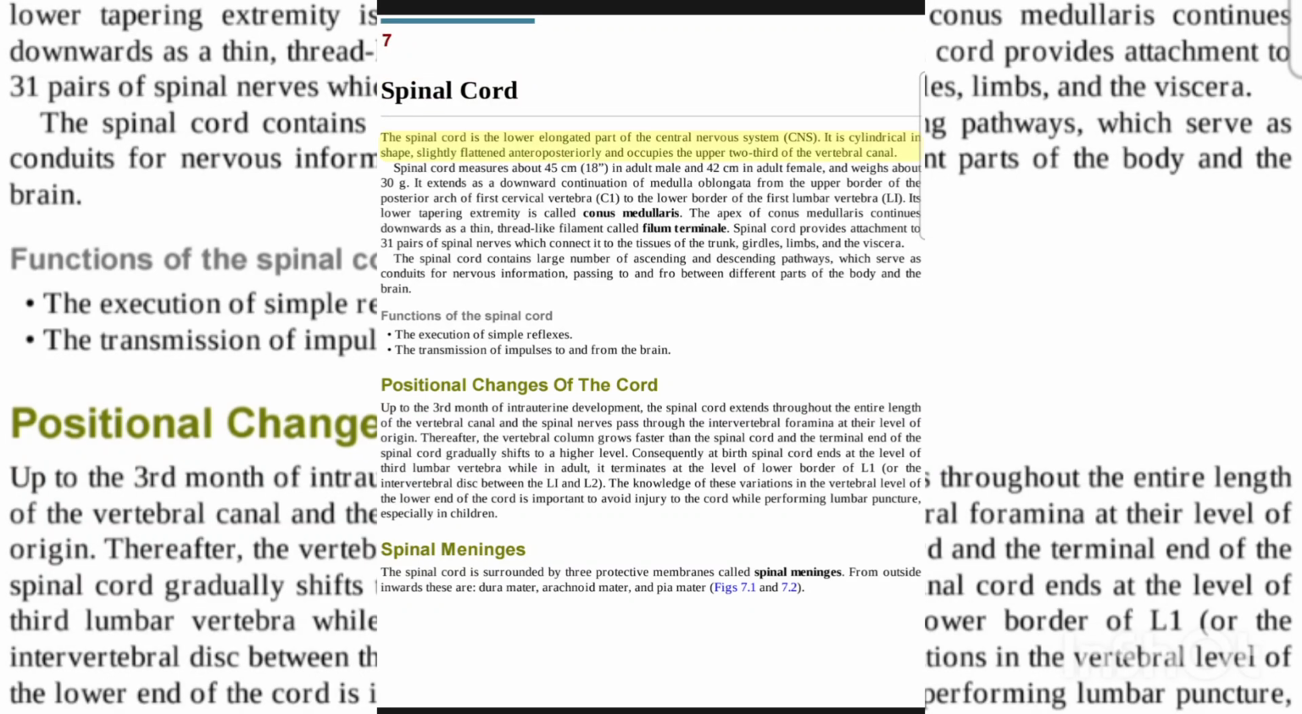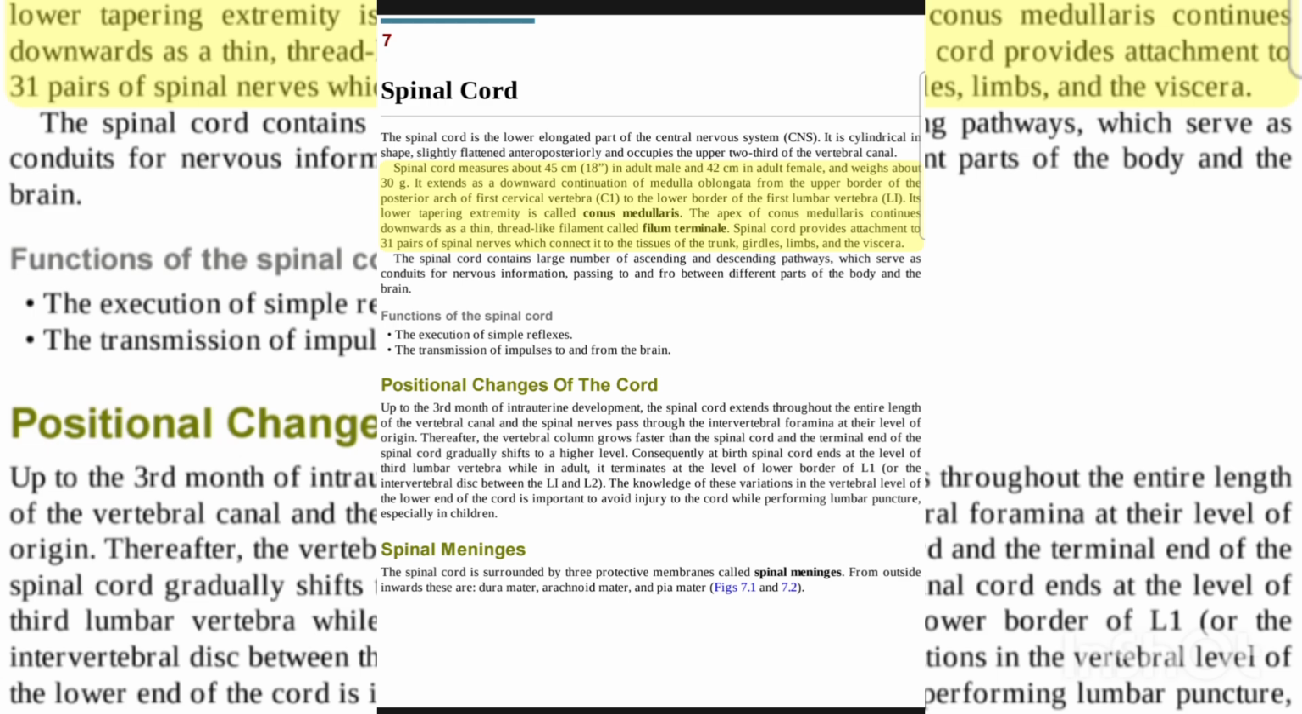Spinal cord. The spinal cord is the lower elongated part of the central nervous system, CNS. It is cylindrical in shape, slightly flattened anteroposteriorly and occupies the upper two-thirds of the vertebral canal. Spinal cord measures about 45 cm in adult male and 42 cm in adult female, and weighs about 30 grams.